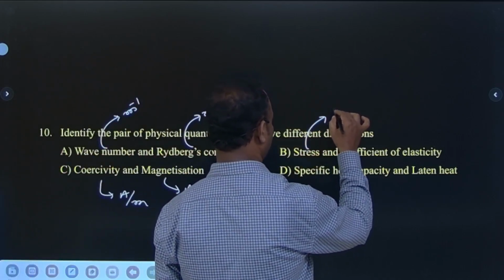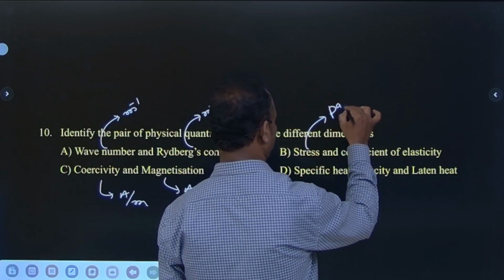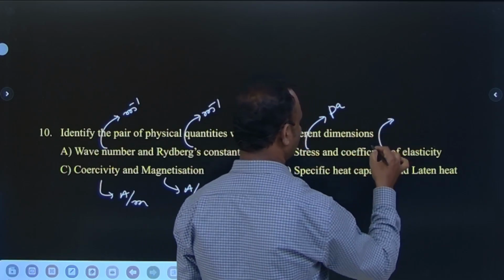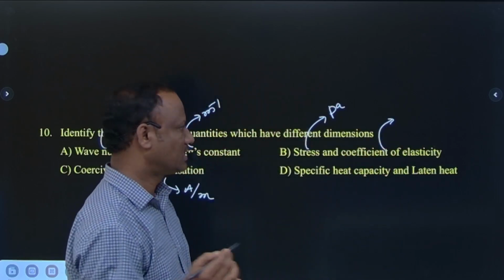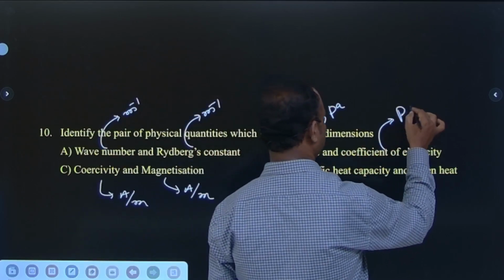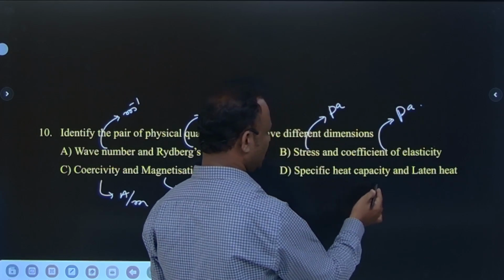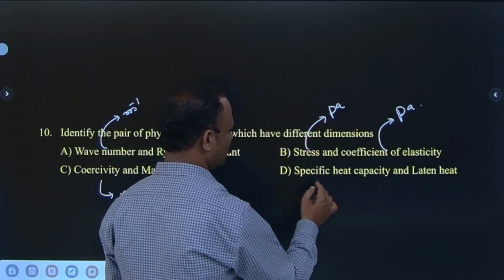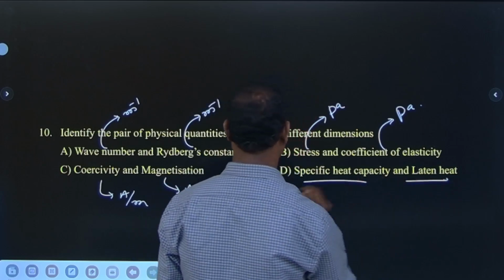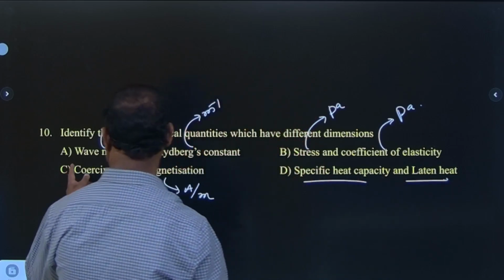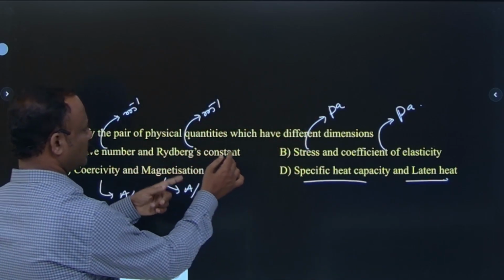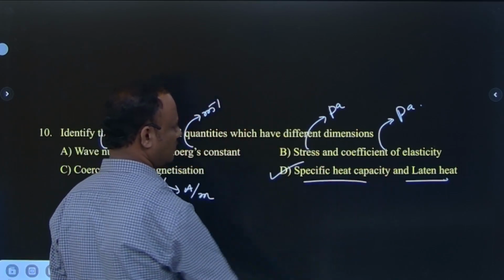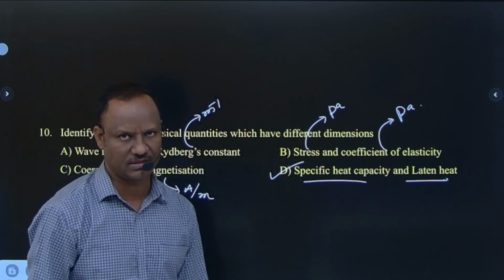Force per area means the unit is Pascal. Then the coefficient of elasticity, stress per strain, where strain has no units, is also Pascal. Next, specific heat capacity and latent heat: the units are not equal. So what is your answer? He is asking to identify the pair of physical quantities which have different dimensions. The dimension formula of specific heat capacity is not equal to the dimension formula of latent heat.